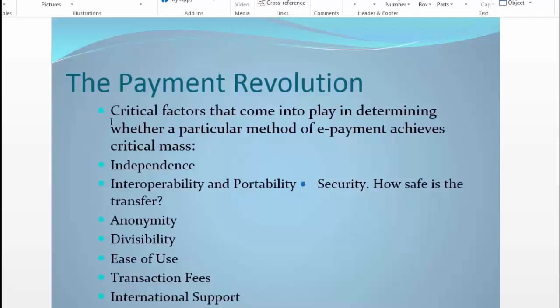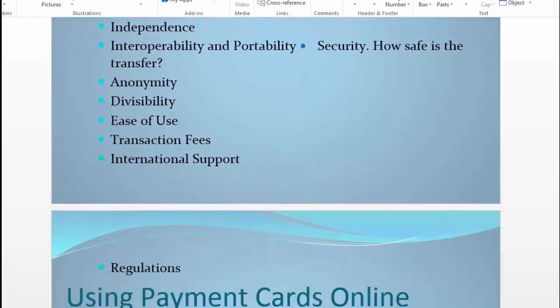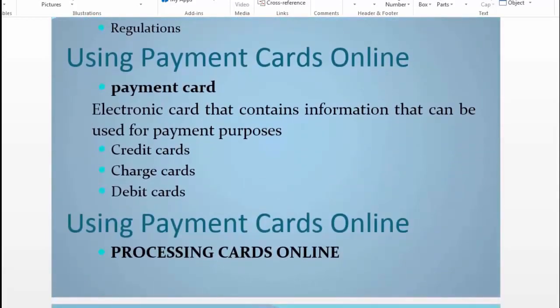Ease of use: it should be very easy, as easy as any website that you use, any social media that you use. Easy to learn how to use it, easy to track. Your shipment method should be tracked. The transparency, all of these issues must be present. And the regulation systems should be at the minimum. Then using payment cards, online payment card, electronic card.